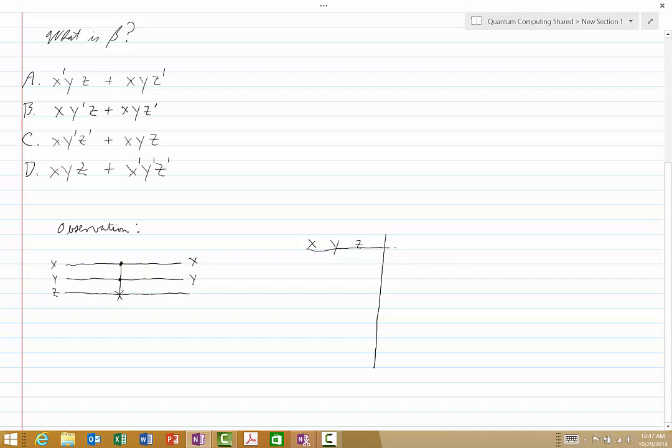We're going to have X, Y, and Z, and then I'll call the output out. But I also want to calculate one more function, and that's XY. And you'll see why I want to calculate that in just a moment.